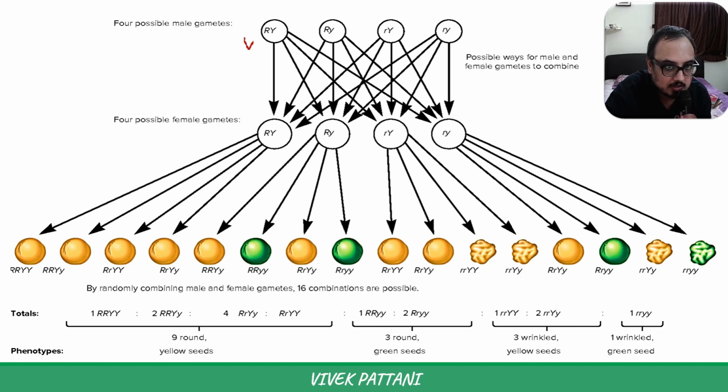Now the possibilities, in a more explanatory manner. These are the gametes. These are the four possible gametes. Now you can check here carefully: 9 seeds are round yellow ones, 3 seeds are round green ones, and 3 will be wrinkled yellow seeds, and the rest, 1, will be a wrinkled green one.